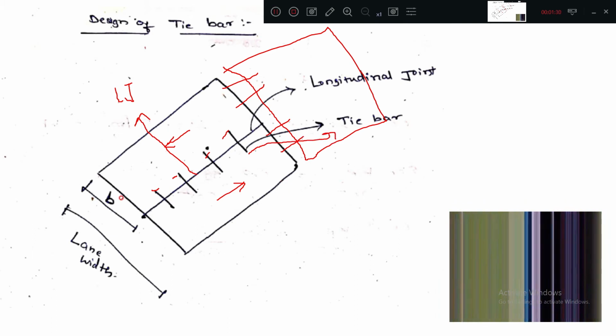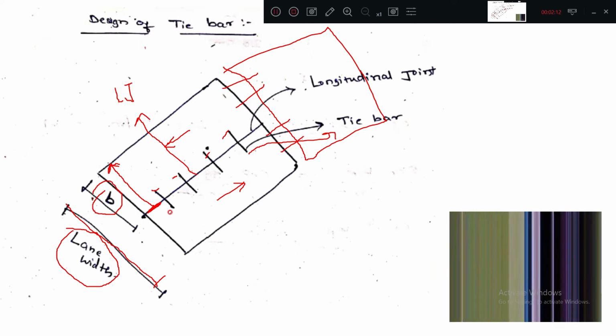Now, this total distance from here to here is called the lane width. Single lane width, double lane width; generally if it is more than 2 or 3 lanes, then a longitudinal joint will come. For a single lane, generally it won't come. Now to calculate the tie bar dimension, its length and all, we have a distance called b. B is half of the lane width, or you can say the distance between the longitudinal joint and the free edge.